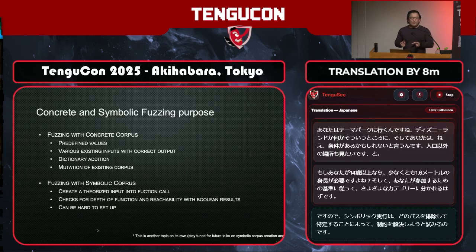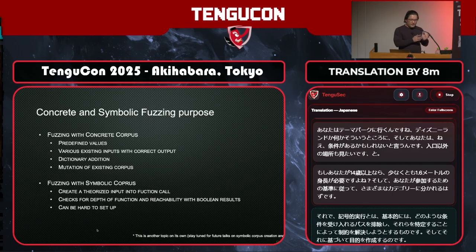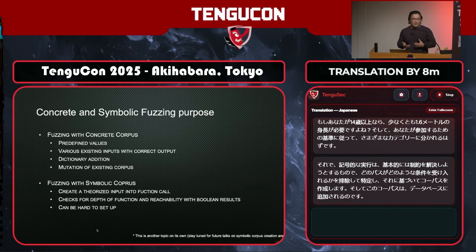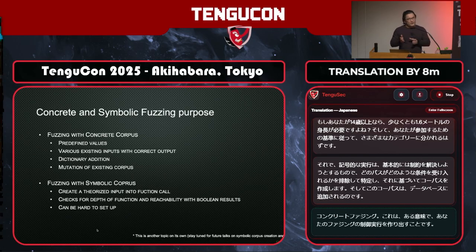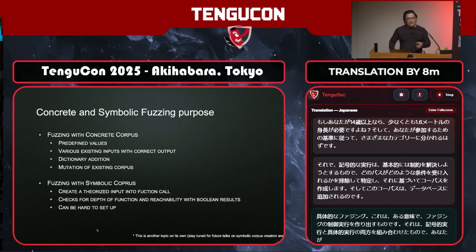And this corpus, you're going to add to your concrete fuzzing, which in a sense creates the concolic execution of your fuzzing. It combines both symbolic execution and concrete execution and creates this dynamic environment for you to fuzz from both sides.